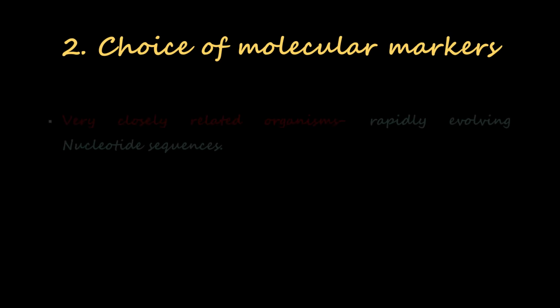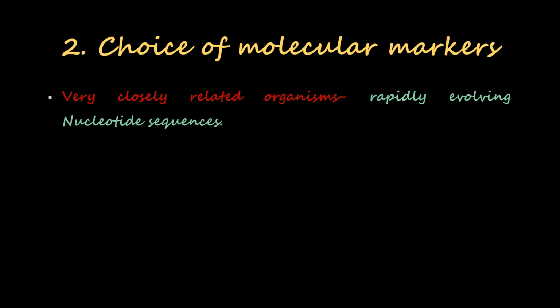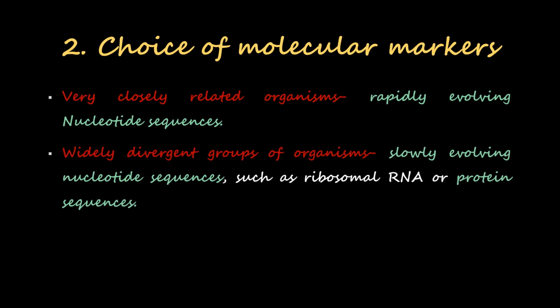So when we have very closely related organisms, then rapidly evolving nucleotide sequences are used. And when we have widely divergent group of organisms, we usually use slowly evolving nucleotide sequences such as ribosomal RNA or protein sequences.